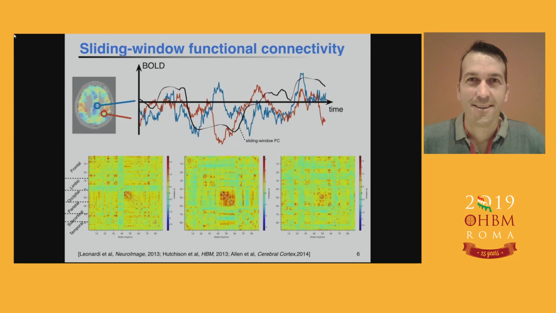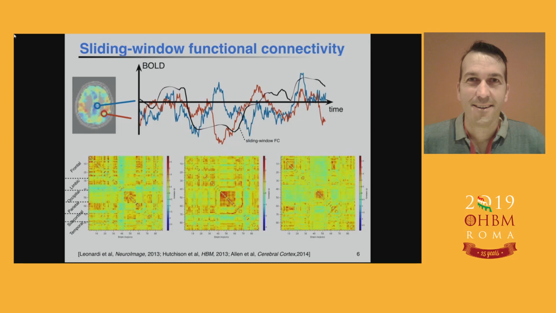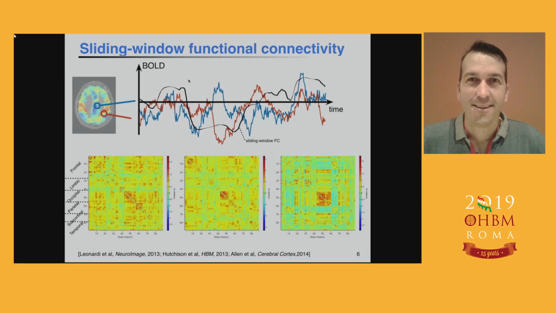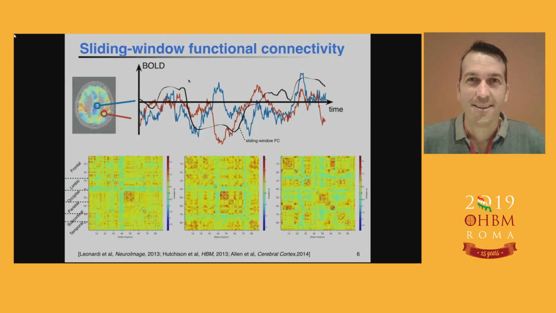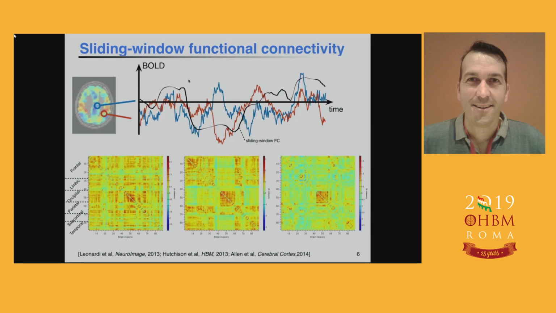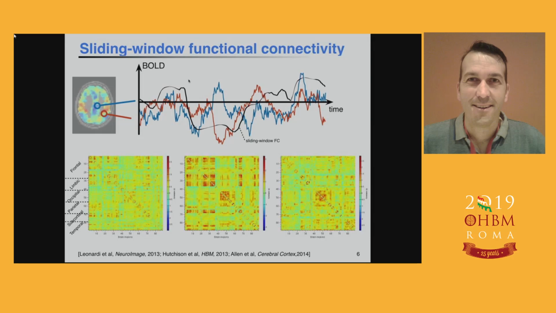Nevertheless, if you do this, this gives you beautiful time-dependent functional connectomes. Here you can see three happy, healthy subjects, and you can see how their functional connectivity moves along as they are lying in the fMRI.